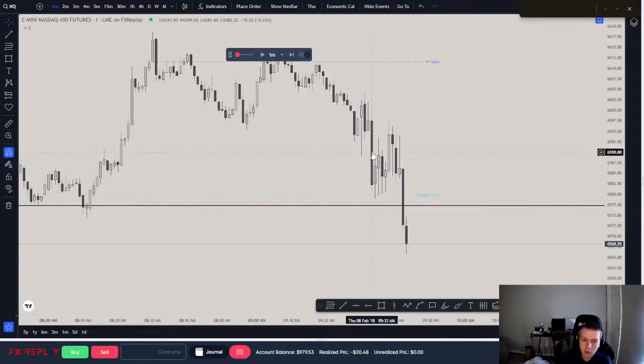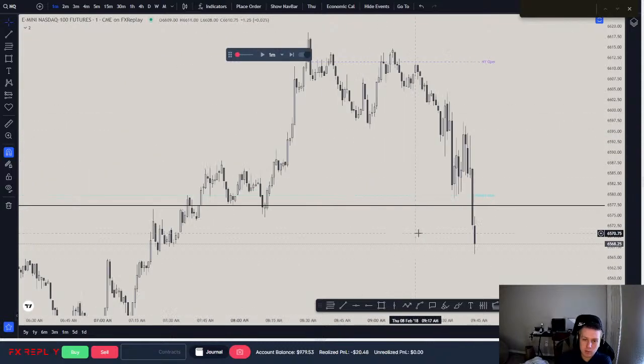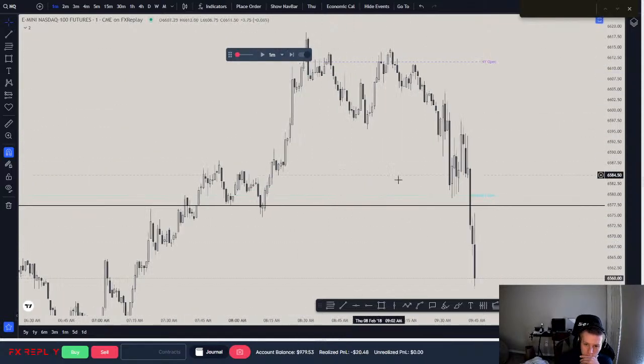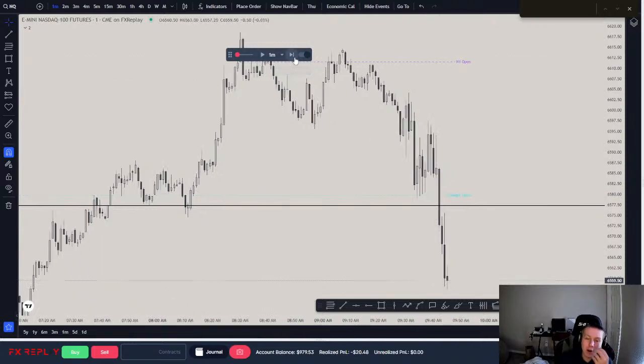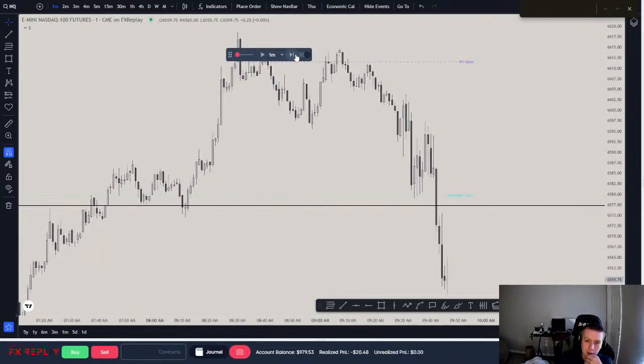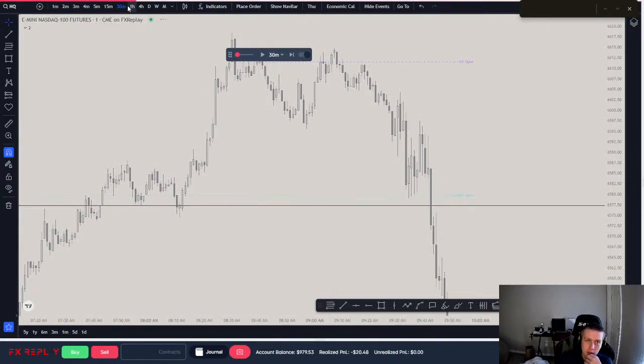Alright, so the Judas swing. Initial push lower to rebalance here, then a push higher. Order block. Inverse fair value gap. Then displacement lower. Fair value gap, paired with these order blocks. Boom. I need to slow down. I don't know, I get too antsy.